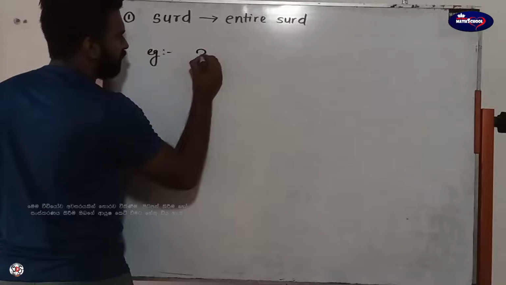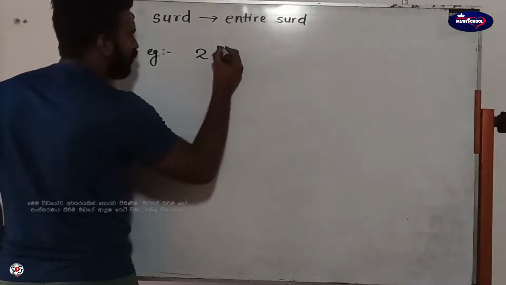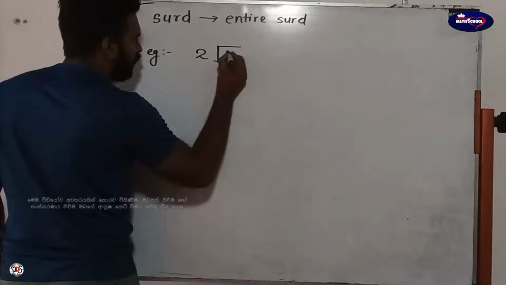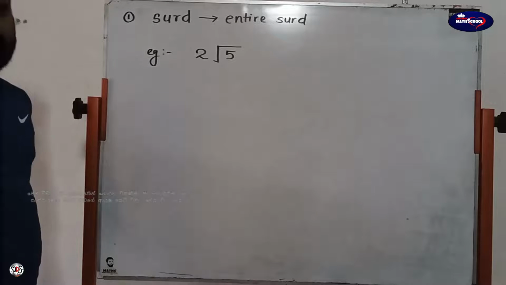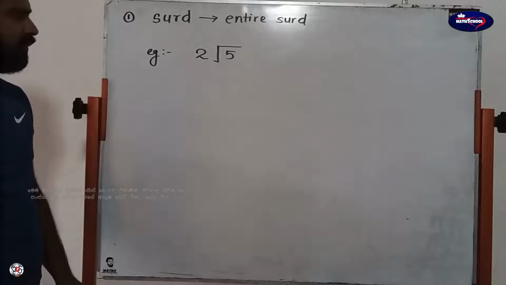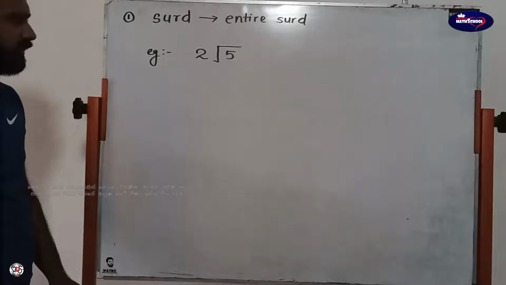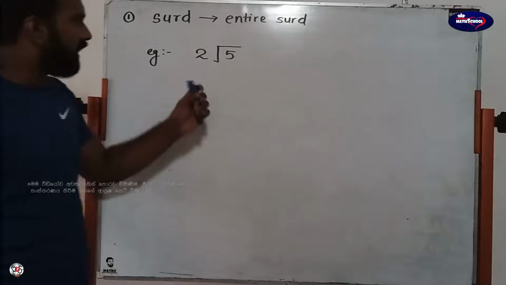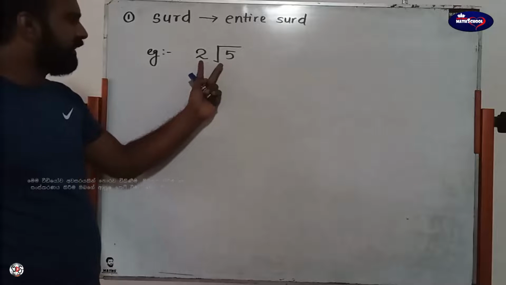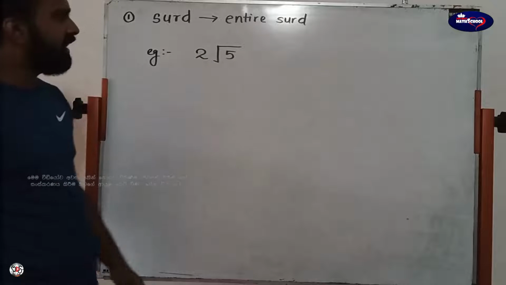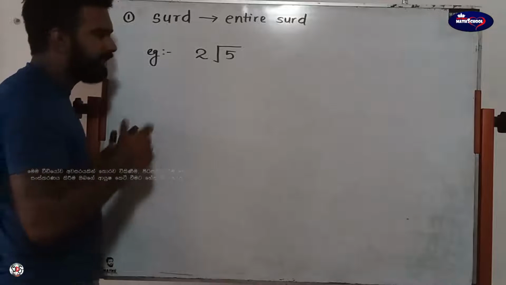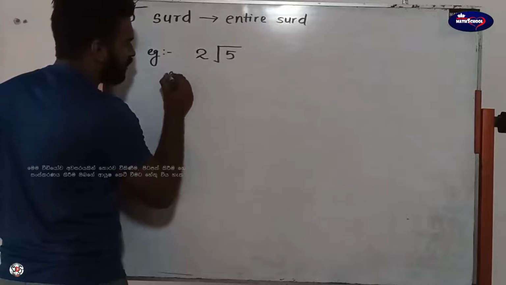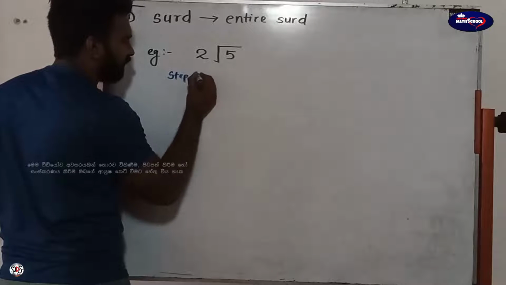I will take an example. 2 into the square root of 5. I have something like this. When you are converting, this is a surd, right? This is a surd. So when you are converting this surd into an entire surd, there are 2 steps. So the first step, step 1.